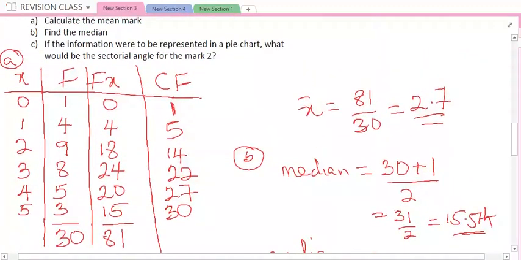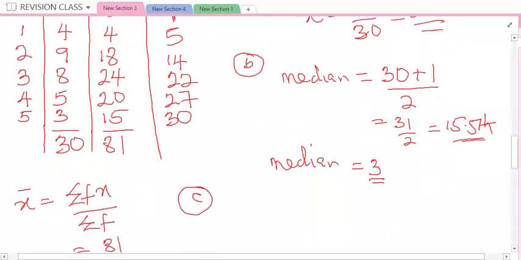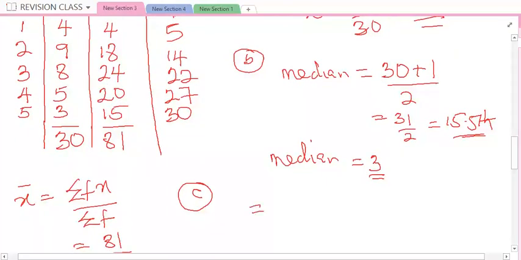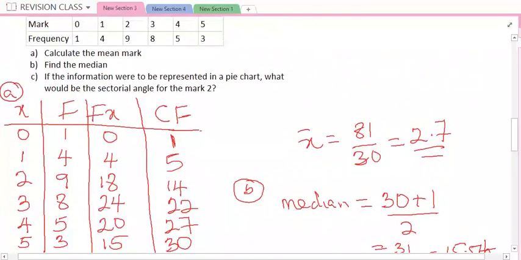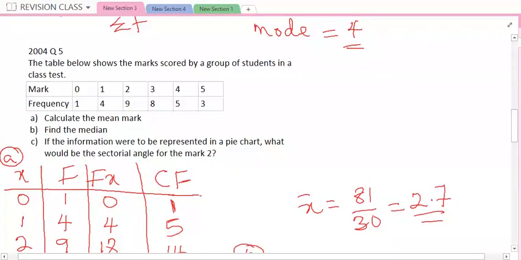Let's go back to the table. Now, Mark 2, those that score 2, the frequency is 9. The total frequency is 30. So the sectorial angle will be the frequency 9, the total frequency 30, multiplied by the total angle in a circle, that is 360 degrees. So meaning the sectorial angle, 0 will cancel 0, 3 into 30 is 10, 3 into 360 is 120. So it means you have 9 times 12. That will give me 108 degrees. So the sectorial angle for those that score 2 will be 108 degrees. And that will be the answer to question number 5 of year 2004.